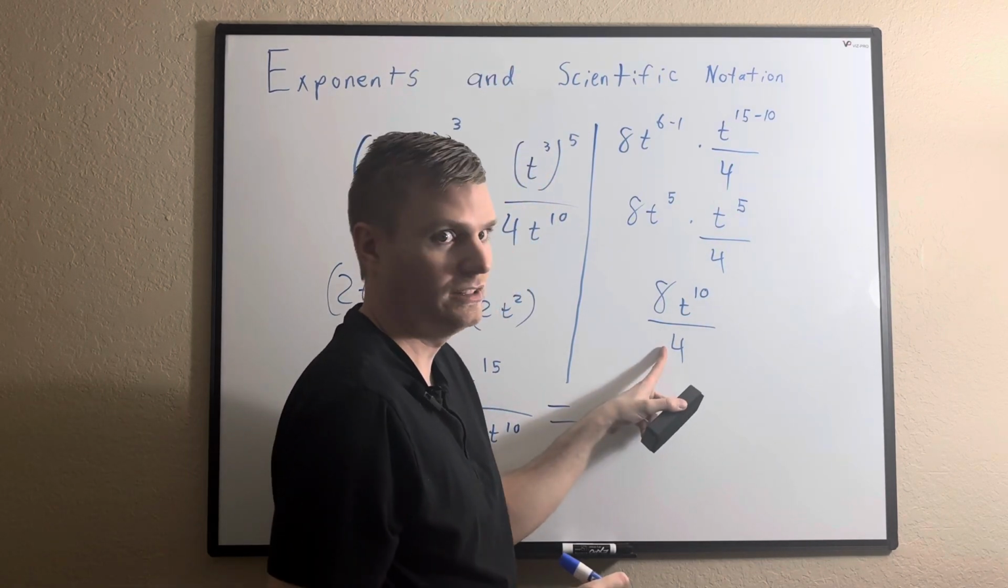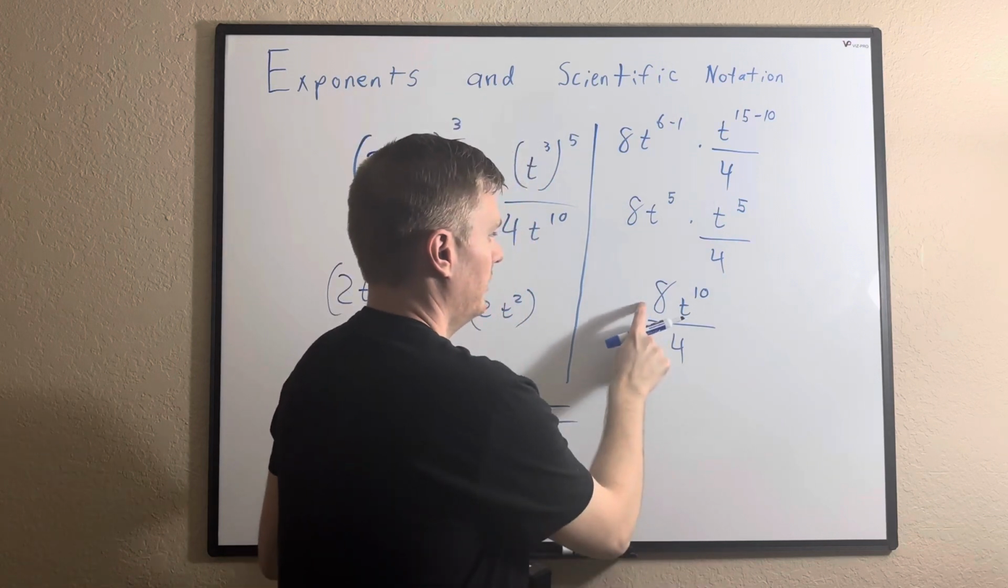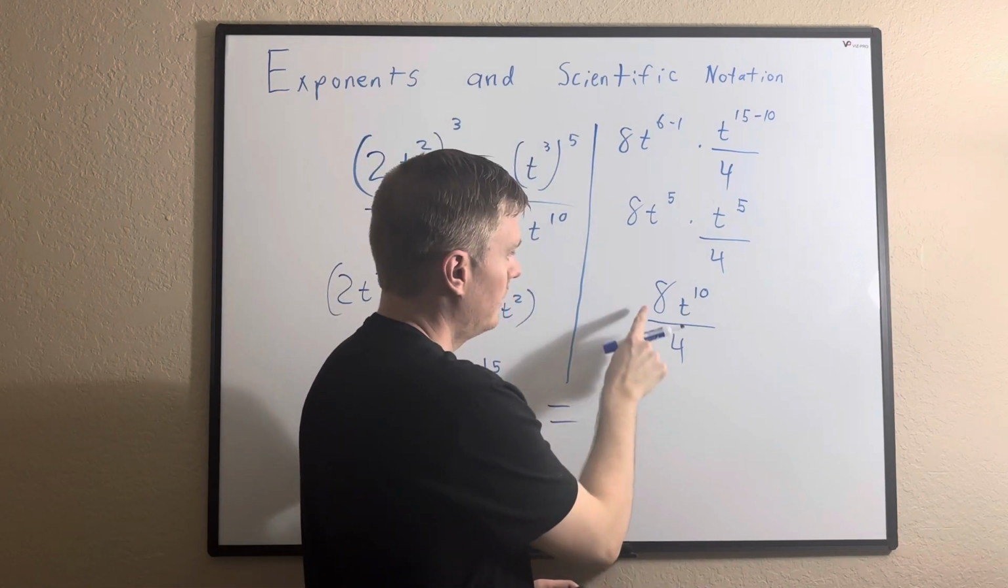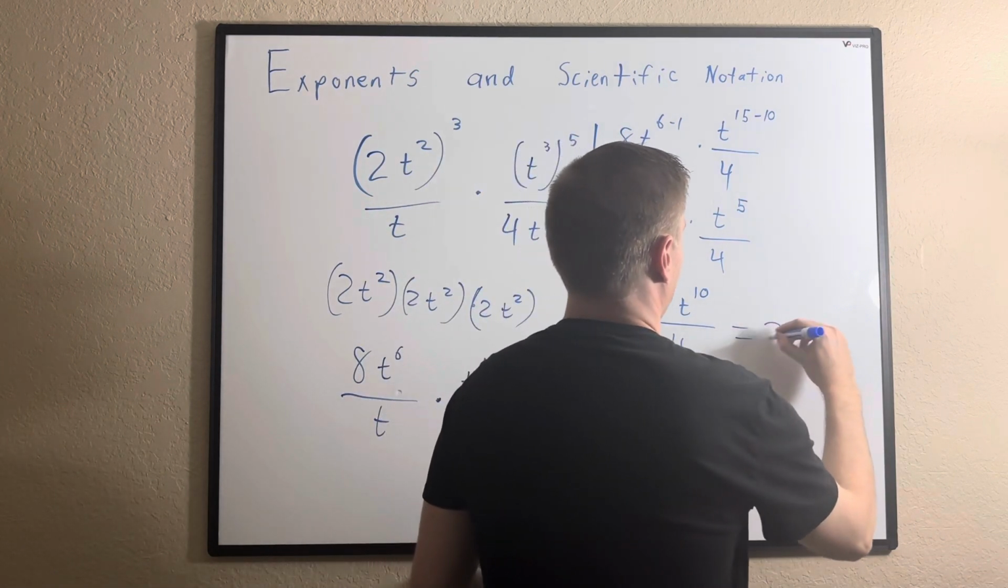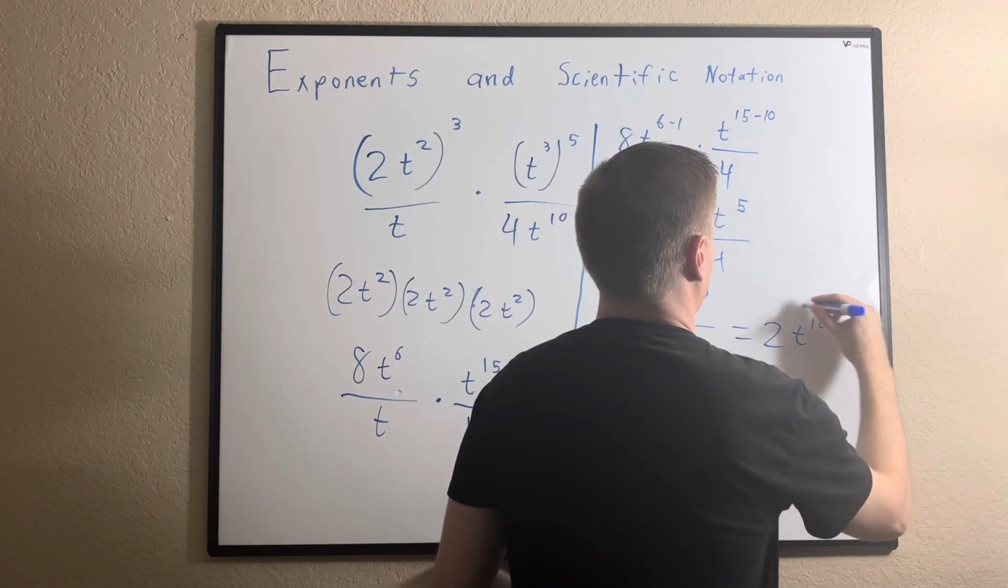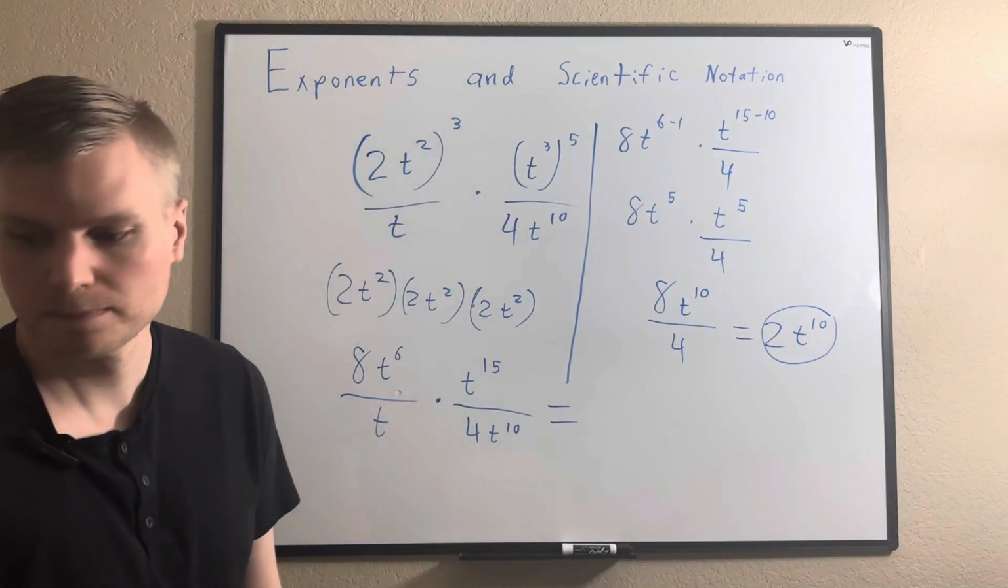Okay, are we done yet? No, that's just the t's done. What about 8 and 4? 8 divided by 4 is what? 2. There's your answer.